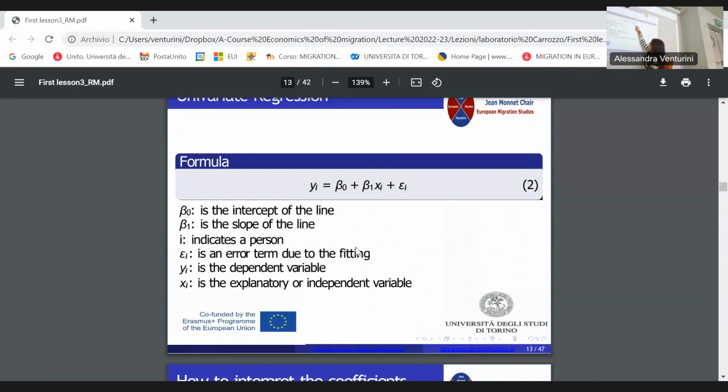Imagine that here there is one. This is linear. If this is square or cubic, the line should be different, no? Yes. So quadratic, and cubic maybe. I don't remember.